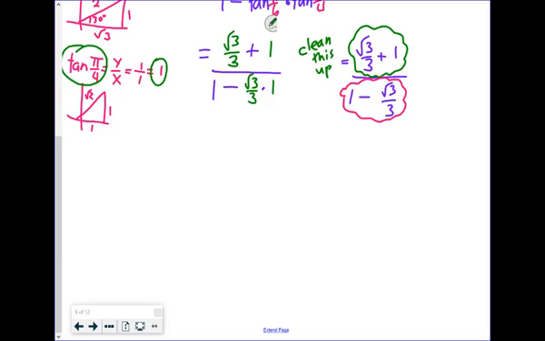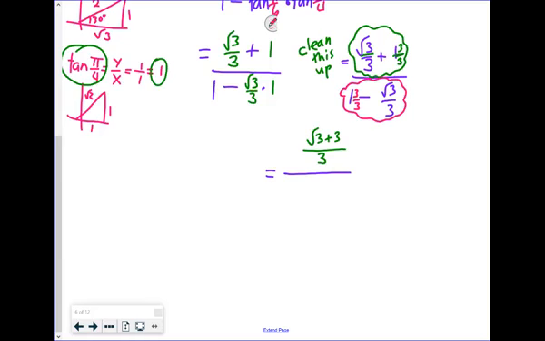So this 1 here, I'm going to rewrite as 3 over 3. And this 1 here, I'm going to write as 3 over 3. So let's write out that fraction one more time, but with just one fraction in the numerator and one fraction in the denominator. In the numerator, they've got a common denominator of 3, and my numerators are root 3 plus 3. I don't need quite such a monstrous fraction there, do I?